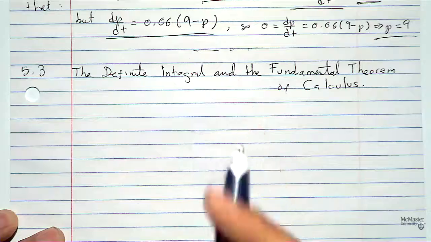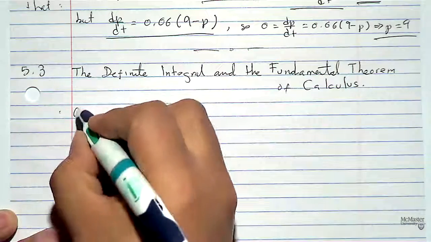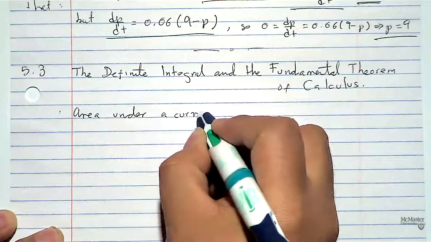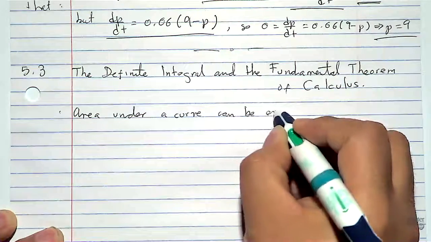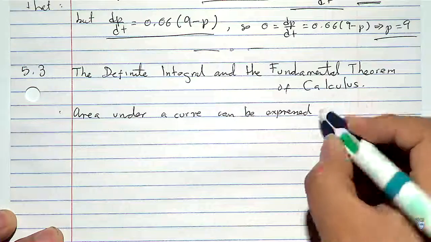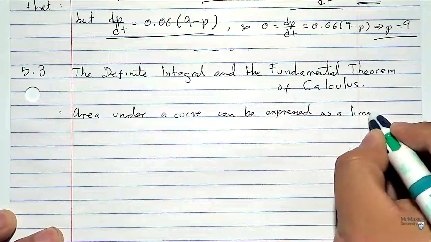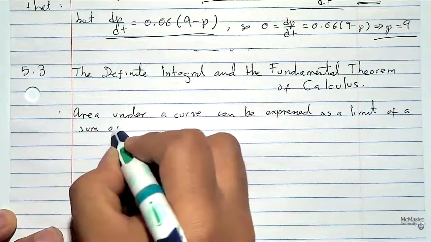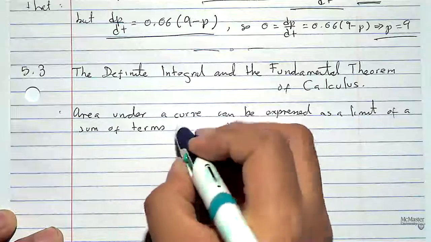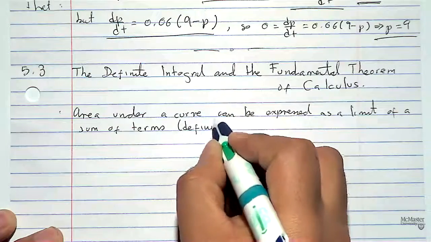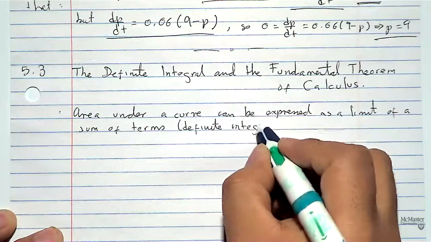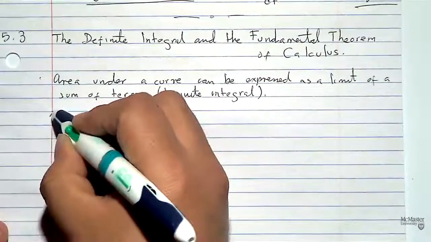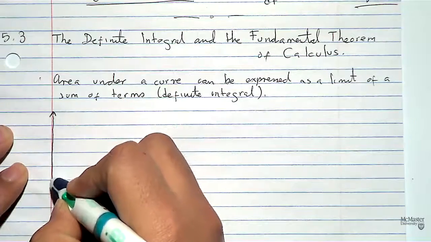So the summary of this section is that the area under a curve can be expressed as a limit of a sum of terms which we will call the definite integral. So we will just make a drawing in order to pose the problem.